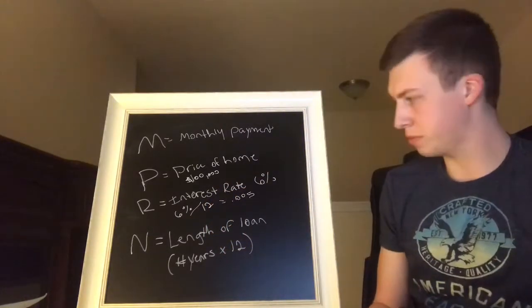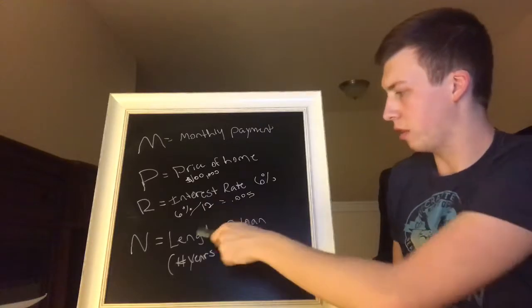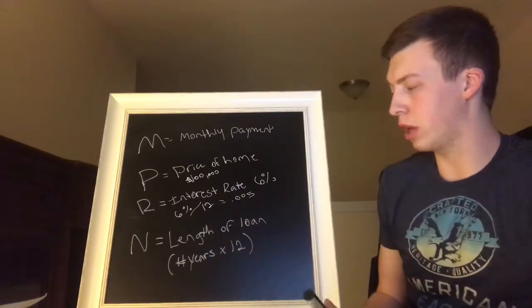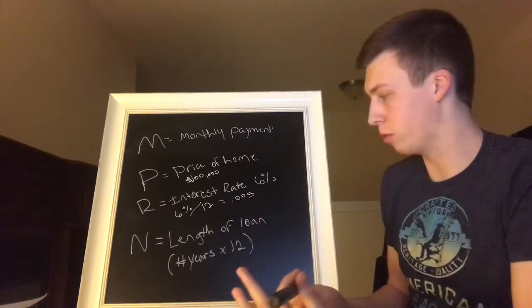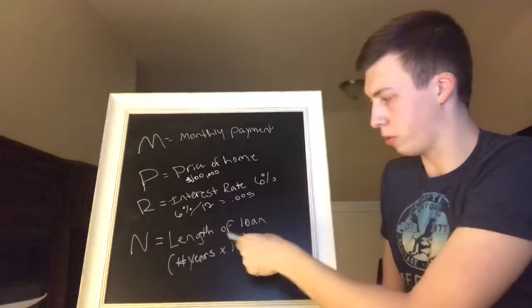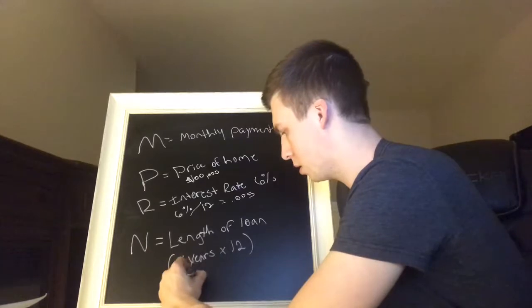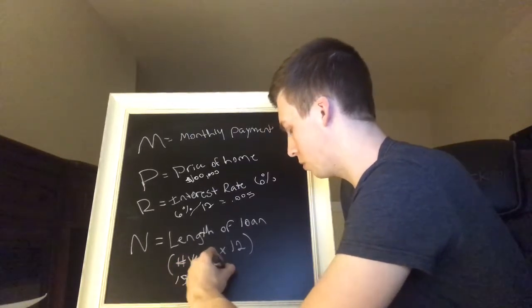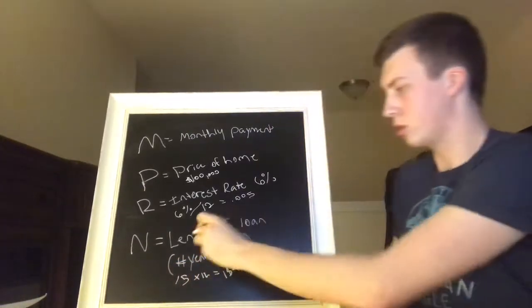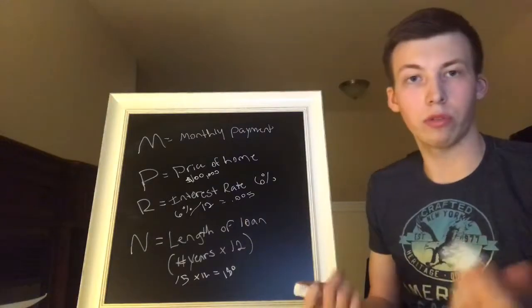0.005 for this equation. And then the length of the loan is going to be how many months the loan is going to be for. So it's the number of years times 12. So we'll do a 15-year loan times 12, which will be 180 for the length of the loan for the equation.